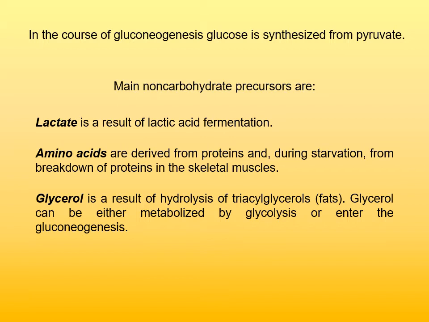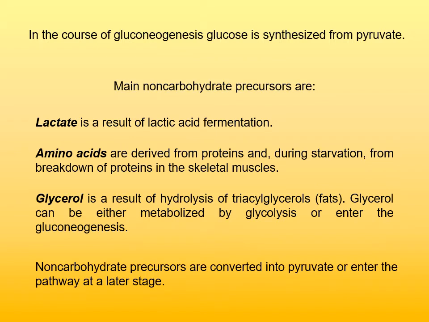Glycerol can be either metabolized by glycolysis to produce energy, or it can enter gluconeogenesis to produce glucose. All these non-carbohydrate precursors are converted into pyruvate and then enter gluconeogenesis, or can enter gluconeogenesis at a later stage.